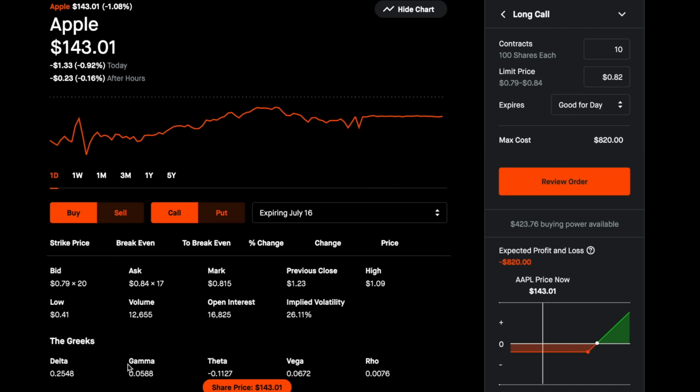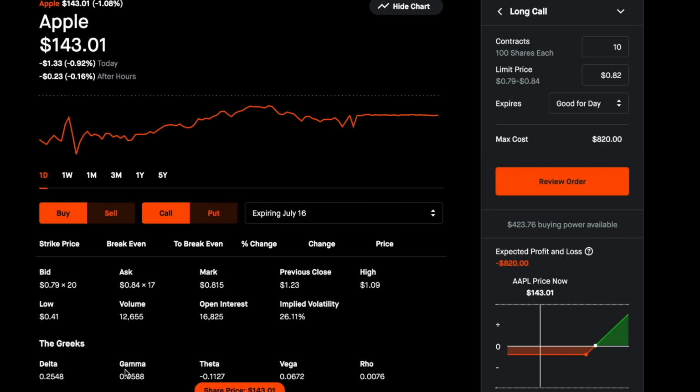Gamma is the rate of change per dollar the delta is moving up. And when I say dollar, I mean per point, so like the cents that it's moving up. Gamma is just how much you change. The larger the gamma, the better, because gamma is what's going to allow your delta to move.